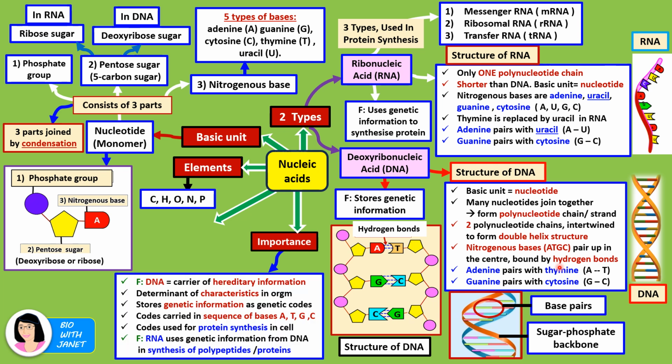Right, so next, let's go on to the next aspect, the importance of the nucleic acids. Now, let's talk about DNA first. DNA is the carrier of hereditary information. It determines the characteristics in the organism, so it's called a determinant of characteristics in the organism. And also, the word hereditary information means that DNA has genetic information for the synthesis of proteins that can be passed down from parent to the child.